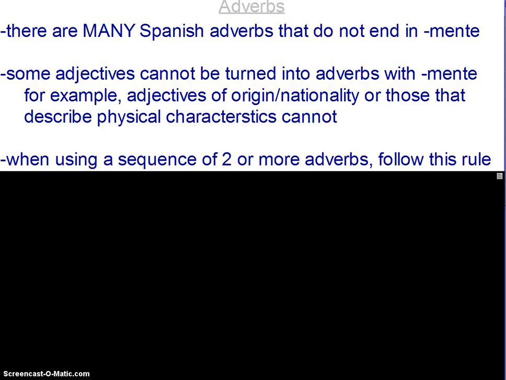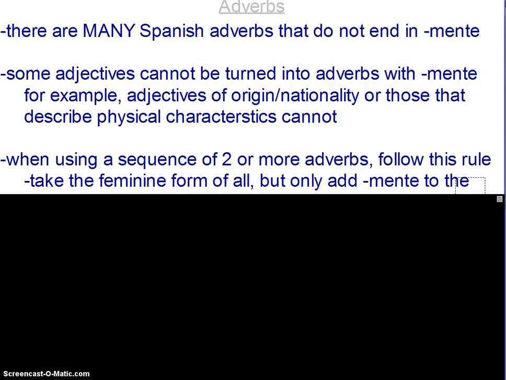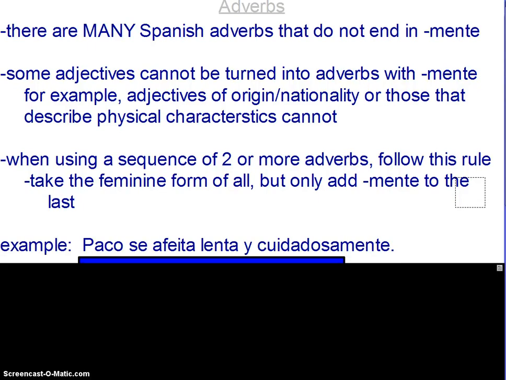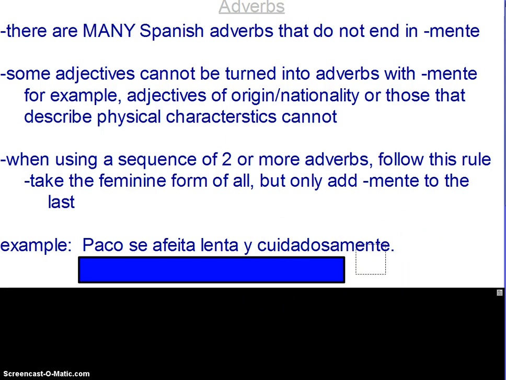Another thing that your book likes you to know is that when you're using a sequence of 2 or more adverbs, follow this rule. Take the feminine form of all of them, but only add mente to the last. So, Paco se afeita lenta y cuidadosamente. I didn't say lentamente y cuidadosamente. I just said lenta y cuidadosamente. When in doubt, add the mente. It's just a more advanced thing that you should know.